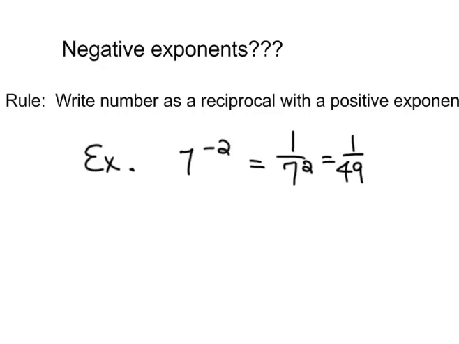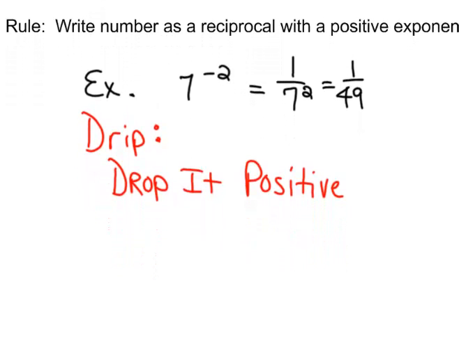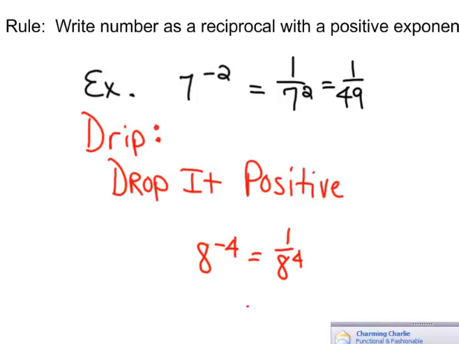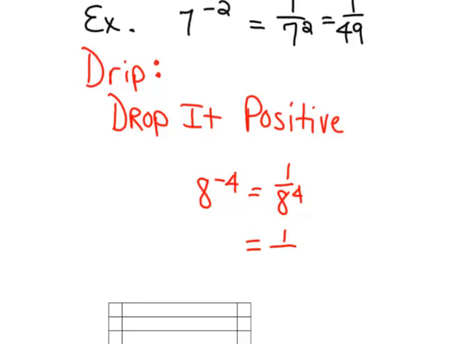I teach my pre-algebra students this. I call it DRIP, which stands for drop it positive. I don't know if that'll help you remember or not, but we DRIP all negative exponents. So let's do another example. What about 8 to the negative 4? That's the same thing as 1 over 8 to the positive 4, which is the same thing as 1 over 8 to the 4th power, which is 4,096. Okay? So let's do some example problems.